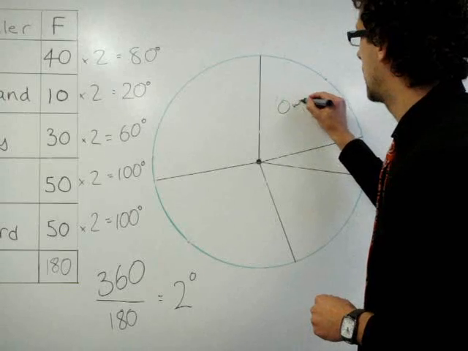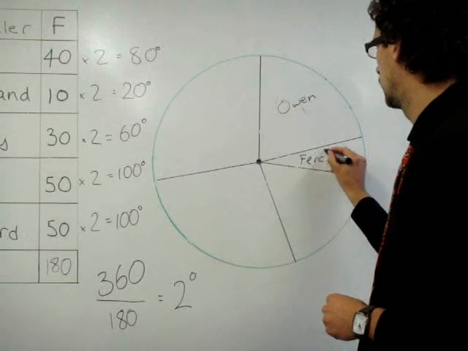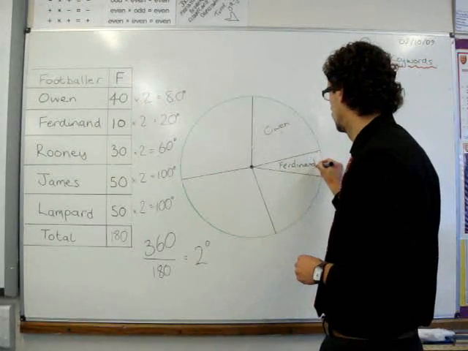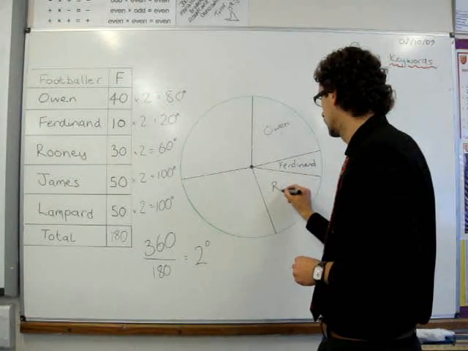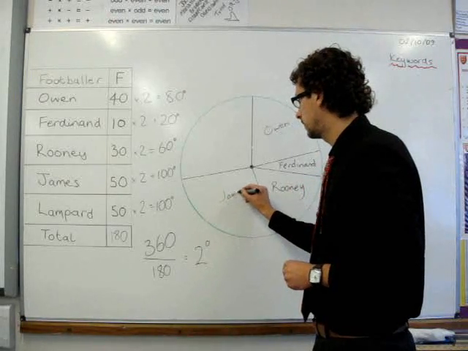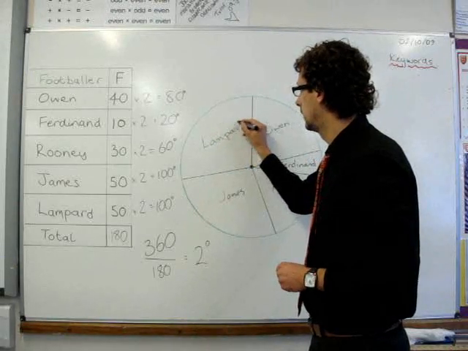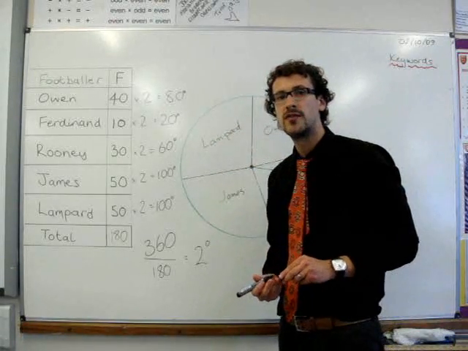What's left is just to put in the footballers into their section of the pie chart. Owen, as we started with Owen. Ferdinand, Rooney, James, and finally Lampard. Here is our finished pie chart.